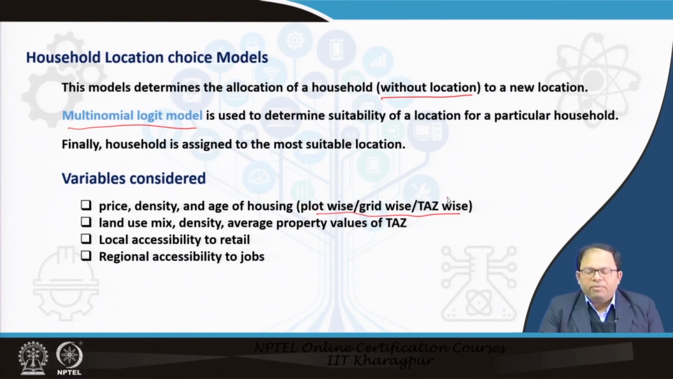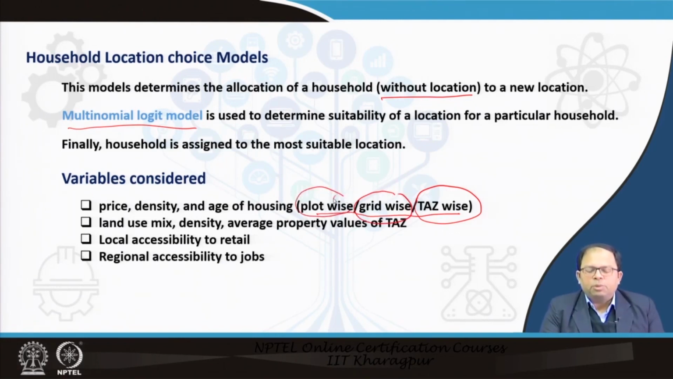That means if we are looking at a scale where we are looking at TZs, so TZ level analysis, in that case we have to say average density for the TZ or average age of housing in the TZ, if I want to keep age of housing as a determining factor, or average price of housing in that particular TZ. If it is in form of a grid, which is of a smaller scale compared to a TZ, then it is a bit more accurate. And then if it is plot wise, then it is exact.